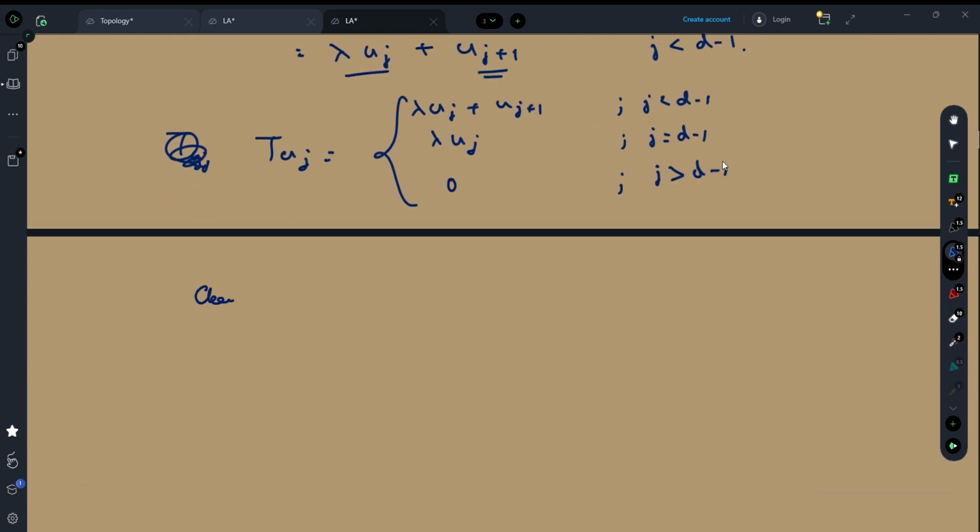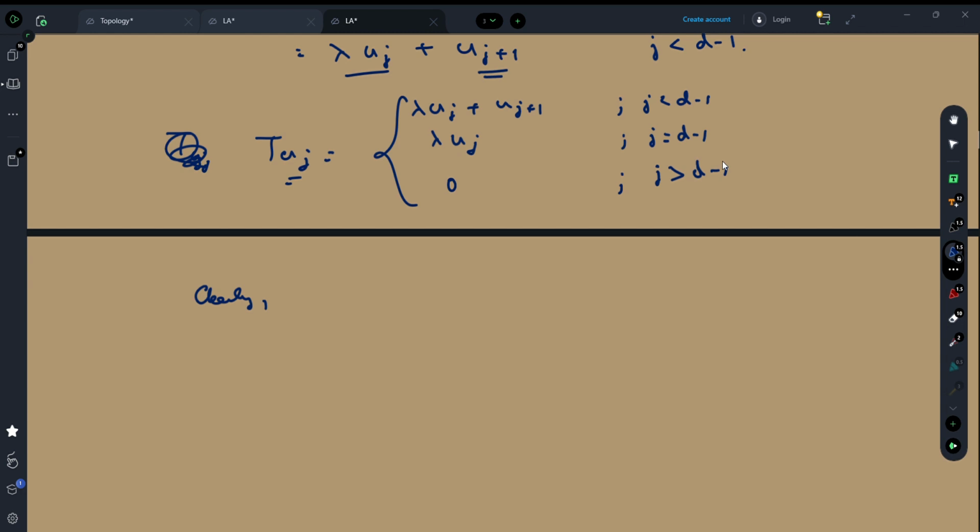Clearly, the image of each of these uj is some linear combination of the elements of B from proposition 1. Hence it is in X. Uj itself is in X, obviously, because X is spanned by B and uj is an element of B. Therefore, if you choose any element from X, since X is a span of B, it is some linear combination of these elements uj's itself.